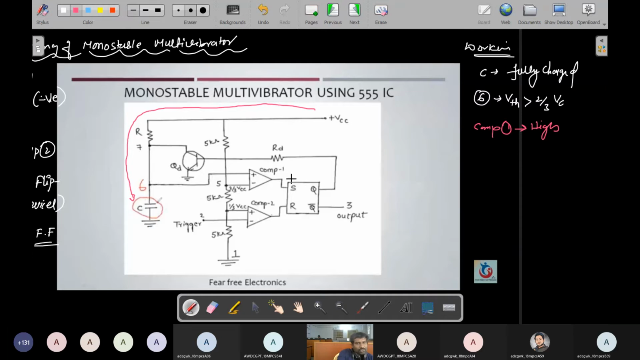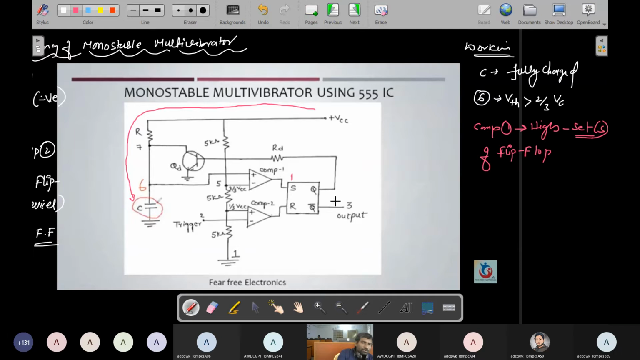So comparator 1 is selecting 1, and that 1 is connected to the SR flip-flop. The 1 is connected to the set pin, so this high is connected to set, the S terminal of the flip-flop. So what will happen? See here, it is 1 right now.